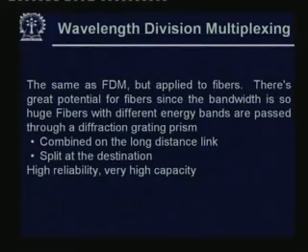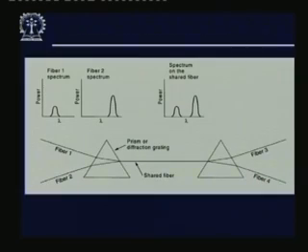There is a great potential for fibers since the bandwidth is very huge. As I mentioned, the operating frequencies are very high. So, even a slight percentage deviation from the mean operating frequency gives you a very large bandwidth. So, you can compact a lot of channels at those high frequencies. Fibers have a large bandwidth capacity, and different energy bands are passed through a diffraction grating prism, combined on the long distance link and then split at the destination. So, this has high reliability as well as very high capacity, two very interesting properties.